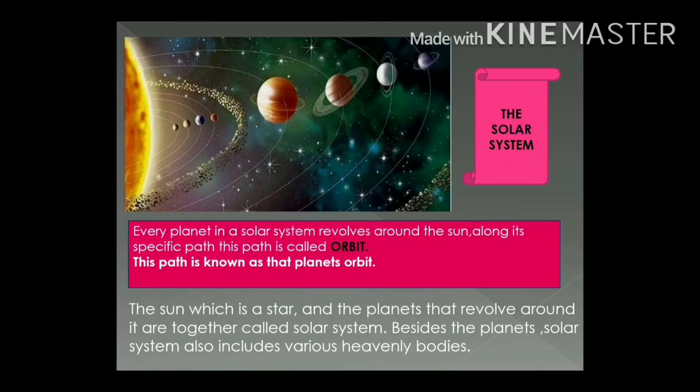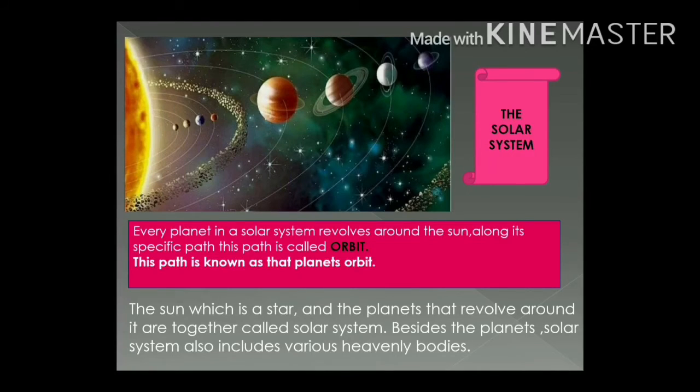The Sun, which is a star, and the planets that revolve around it are together called the solar system. This is our basic and first definition of the solar system. Besides the planets, the solar system also includes various other heavenly bodies. There are many heavenly bodies in our solar system besides the planets.